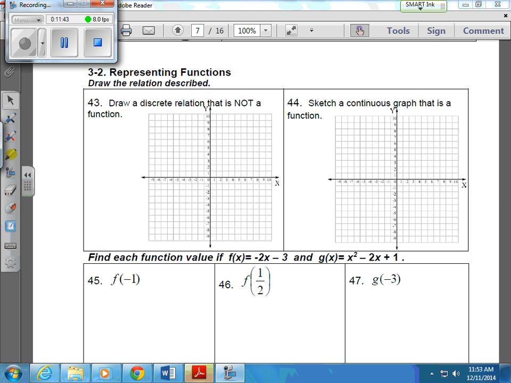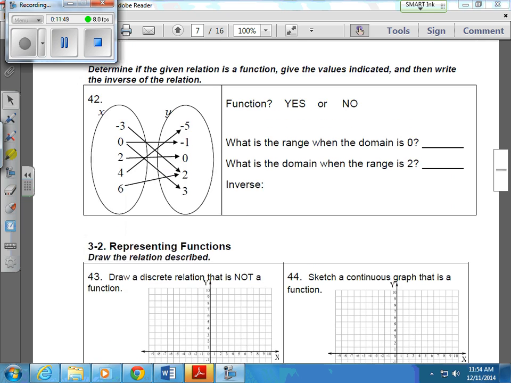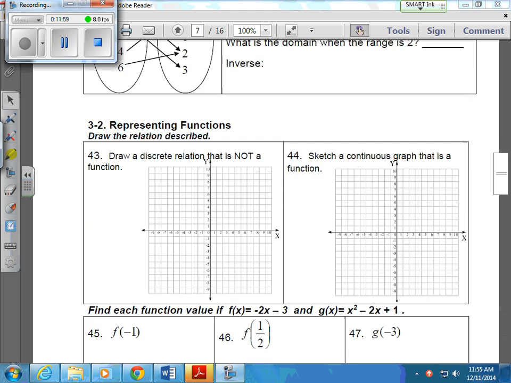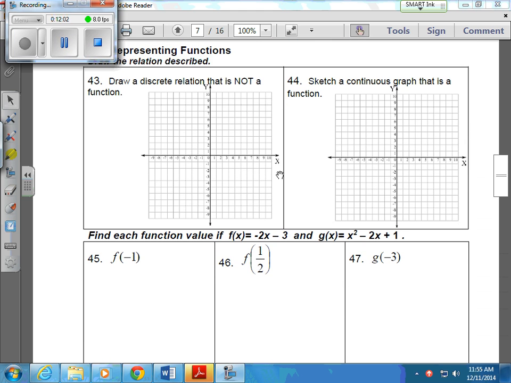43. All right, 43, if we're looking for a discrete function, we're looking at something kind of like number 40. This is a discrete function. This is also not a function because of the 2 points at x equals 2. So if we want to draw a discrete function that's not a function, we could just refer back to number 40, but it just wants a scatter plot. But somewhere along the line on the scatter plot, we need to have 2 points that are on the same vertical.